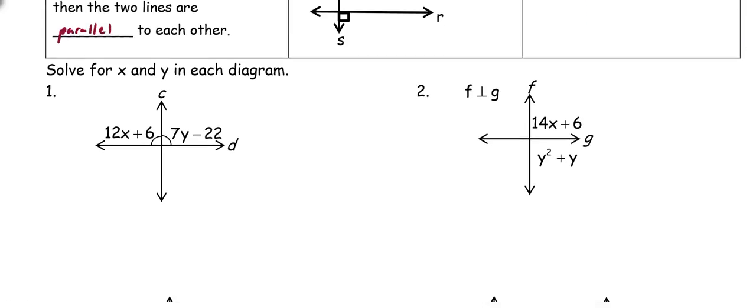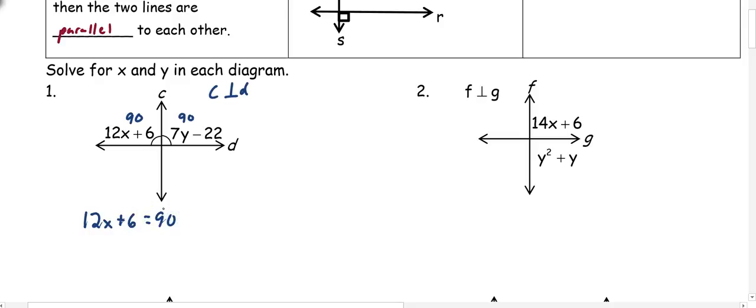So in number one, we have two congruent angles, which means that C must be perpendicular to D, which means both angles are 90 degrees. So to solve for x, we're going to have 12x plus 6 is equal to 90. So we're going to subtract 6 from both sides. 12x is equal to 84, and when I divide by 12, I get x is 7. We're going to do the same thing for y. So 7y minus 22 is equal to 90. We're going to add 22 to both sides, so 7y equals 112. And when I divide by 7, I get y is 16.